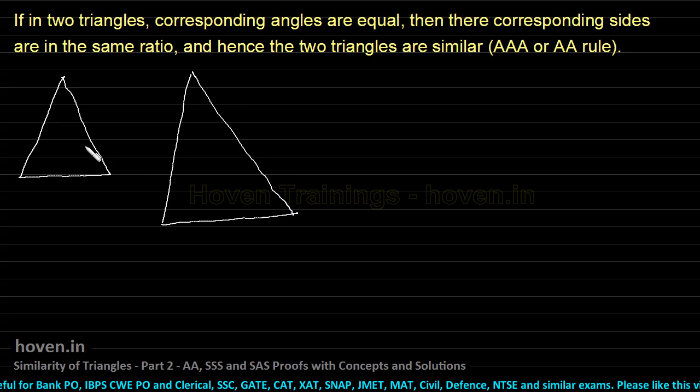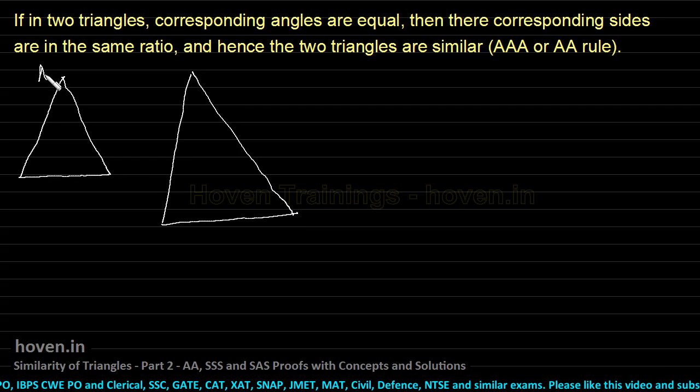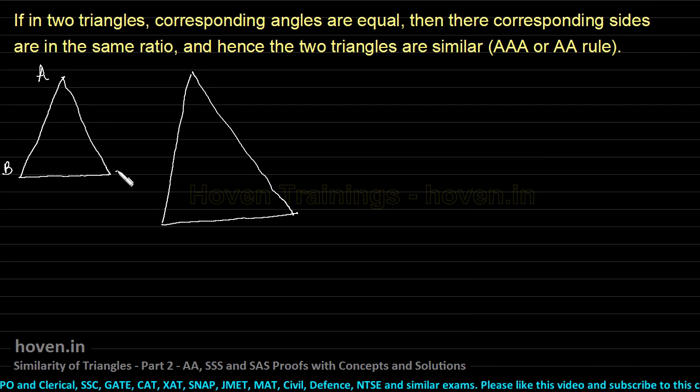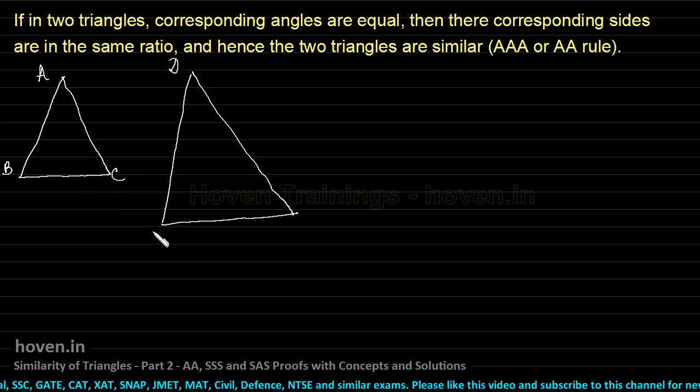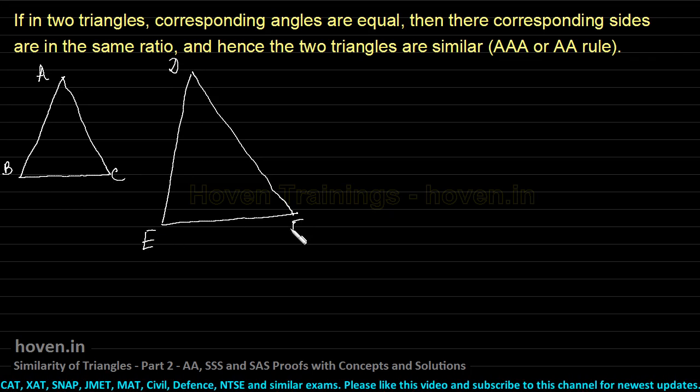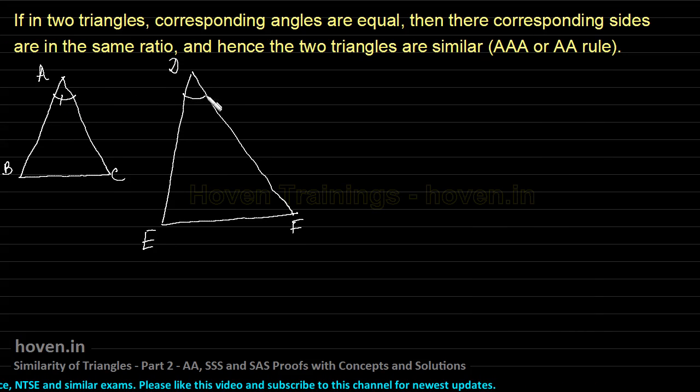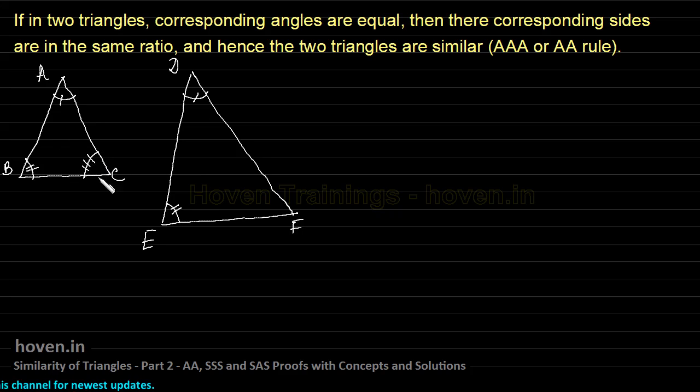Suppose these are two triangles. Let us mark them as ABC and DEF. So if there are any two triangles ABC and DEF and angle A is equal to angle D, angle B is equal to angle E, just two of them need to be sufficient because the third pair will automatically be equal because the sum of angles of a triangle is fixed at 180 degrees.